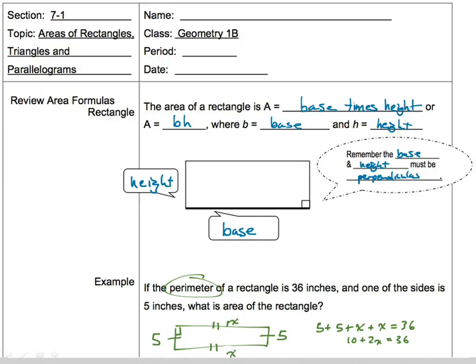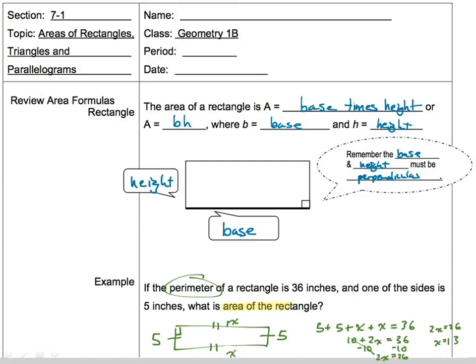First thing I would do, you could divide by 2 first, but I like to subtract first. I subtract 10, so I have 2x equals 26. Then I divide both sides by 2, and I get x equals 13. Wait. Is that my answer? No. What does it say? What is the area of the rectangle? Oh my goodness, you guys almost let me do it wrong.